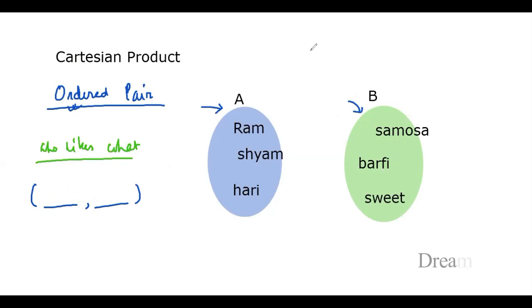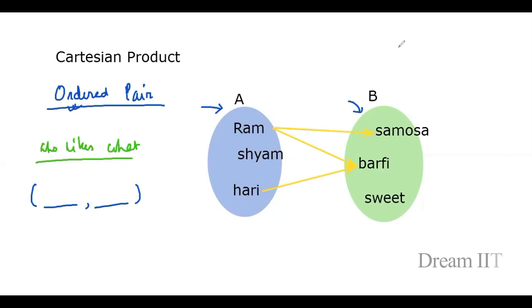Before that, I would like to see how to connect who likes what. For that, I'll be using arrowheads. Say Ram likes Barfi and Hari also likes Barfi. Probably it can happen. And even Ram can like other items such as samosa. Sham doesn't like anything. So this may be the case.